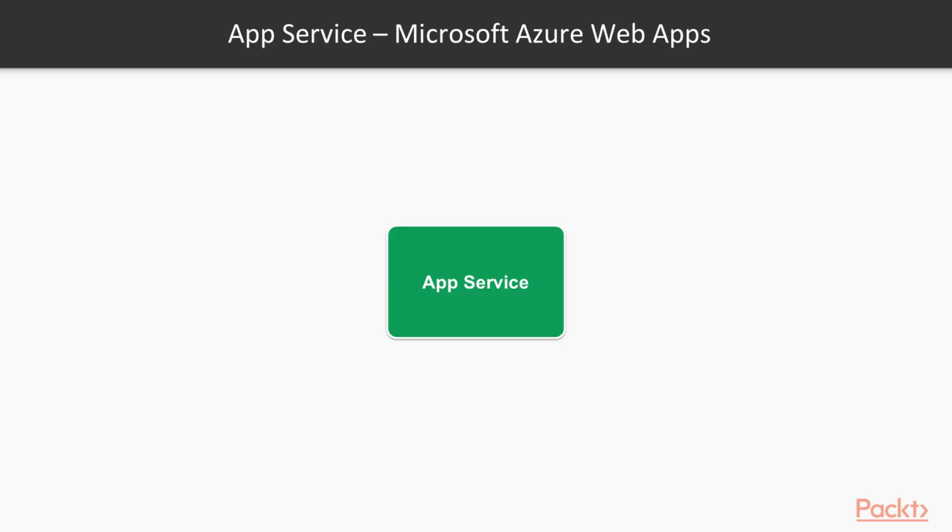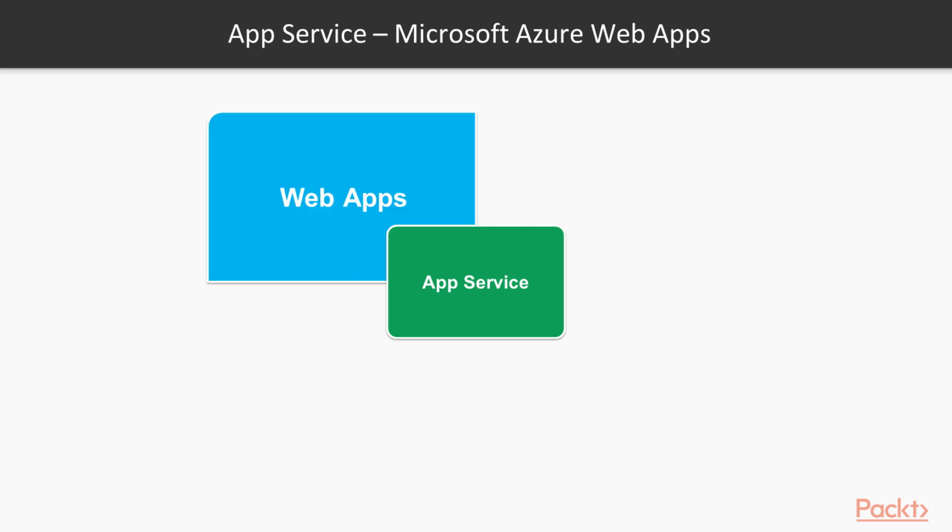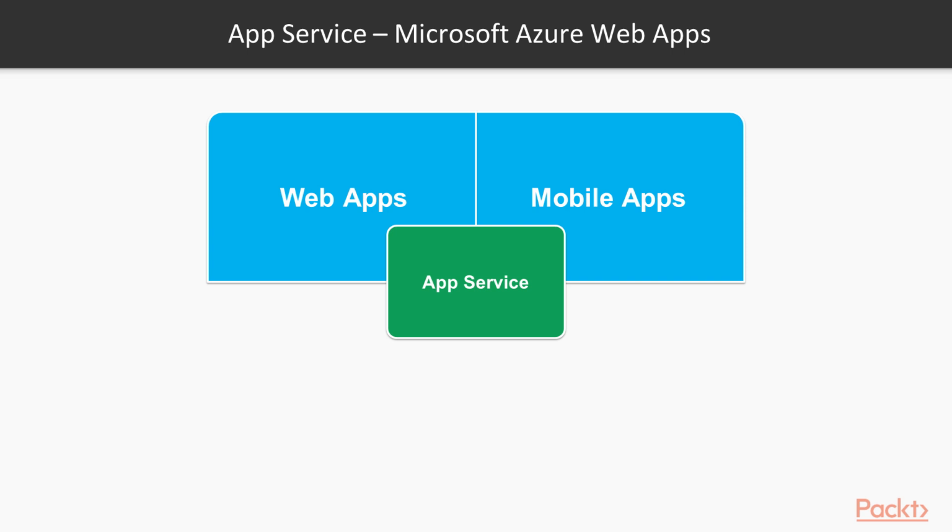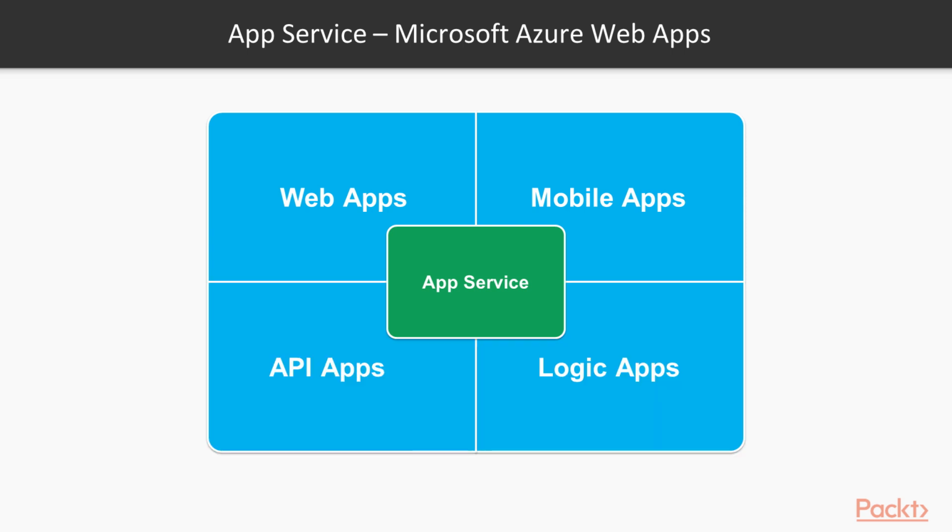First, we see App Service. One of the most popular offerings from Azure, App Service is a platform that can be used to create four kinds of applications: web apps, mobile apps, logic apps, and API apps.